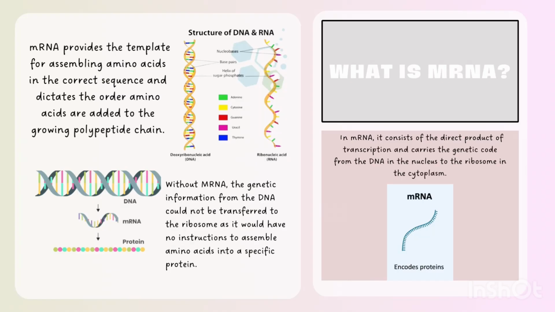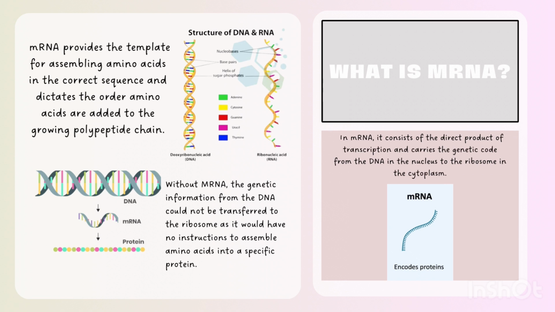diseases like cancer. In mRNA, it consists of the direct product of transcription and carries the genetic code from the DNA in the nucleus to the ribosome in the cytoplasm. mRNA provides the template for assembling amino acids in the correct sequence and dictates the order amino acids are added to the growing polypeptide chain.